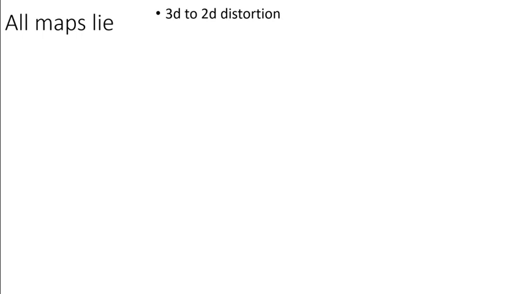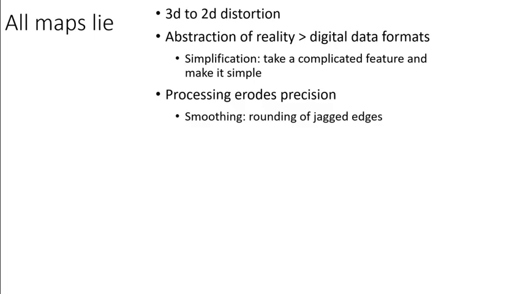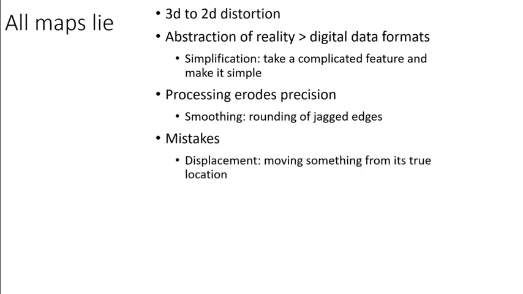Okay, so how do maps lie? First of all, we're distorting them when we move from a 3D curved surface down to a two-dimensional plane. We're abstracting reality. We have to. So we're simplifying and taking complicated features, simplifying them. So we're going to lose information, right? There are lots of ways that abstraction is going to result in loss of detail. We're going to do different processing or analyses to erode the precision. We can smooth, which is a misrepresentation of reality, but it's also necessary depending on scale.